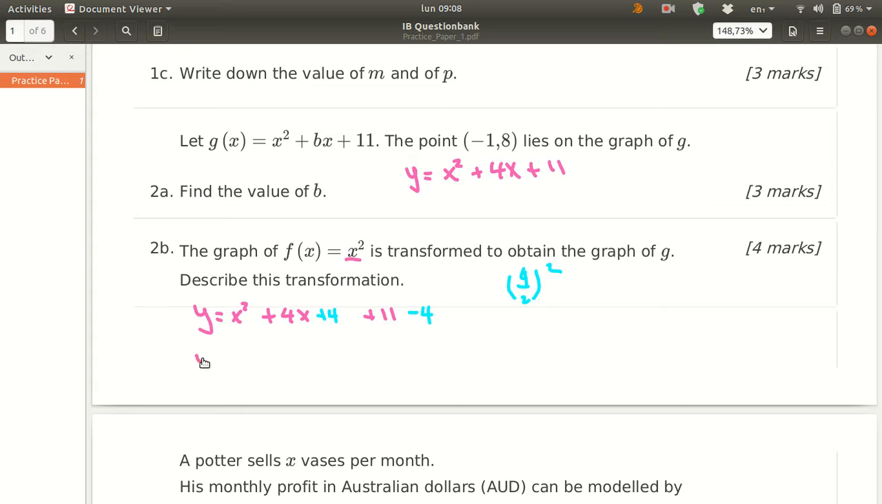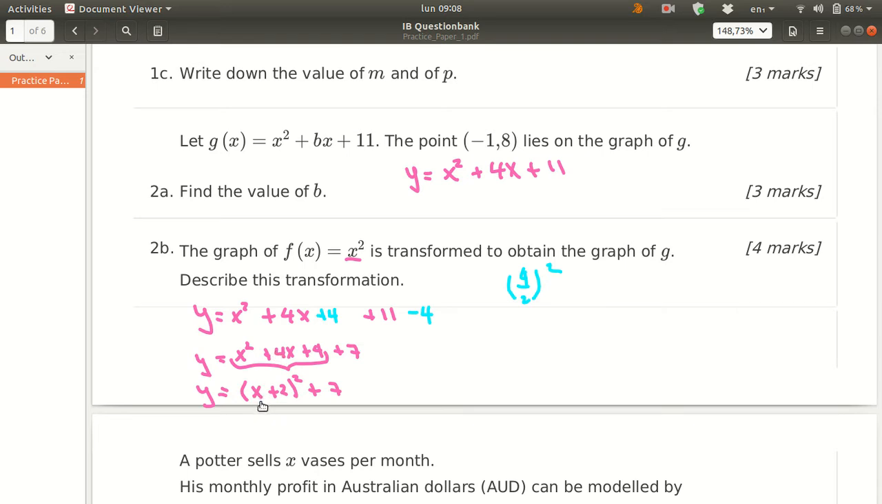And now we have y equals x squared plus 4x plus 4, and 11 minus 4 is plus 7. We're going to focus on this part here. That's a complete square, a perfect square. So I can rewrite it as x plus 2 to the power of 2, plus 7. Now I have the transformation.